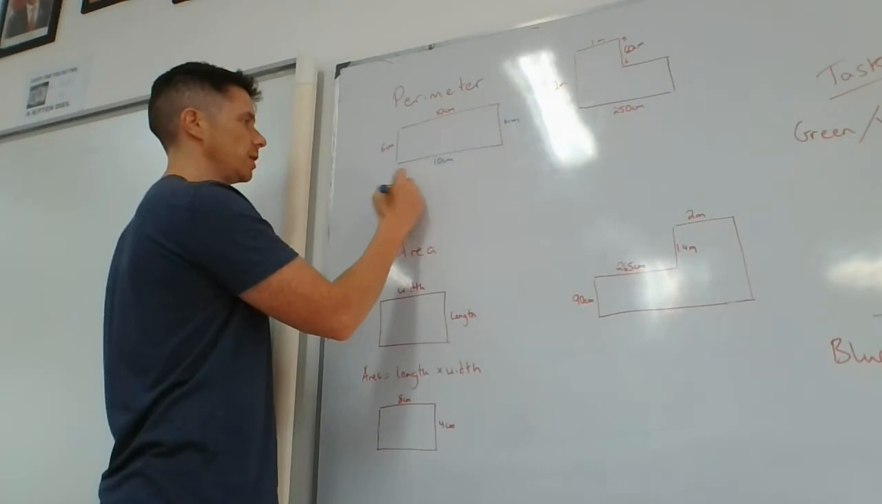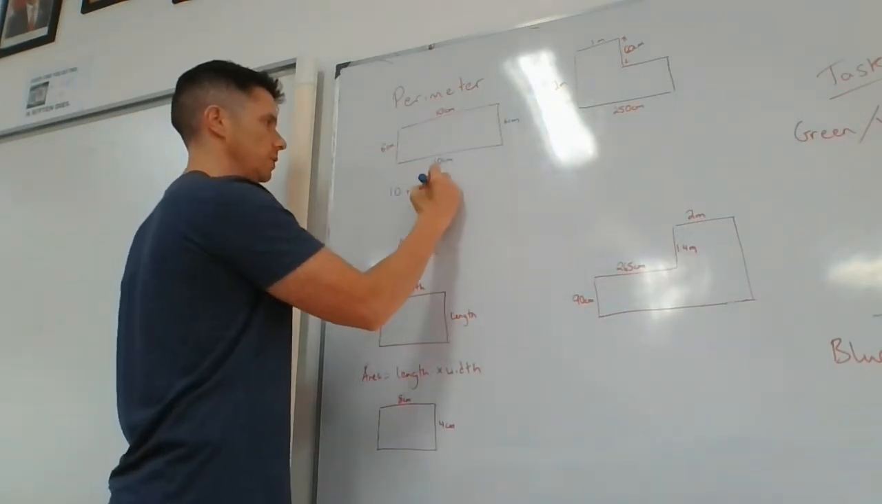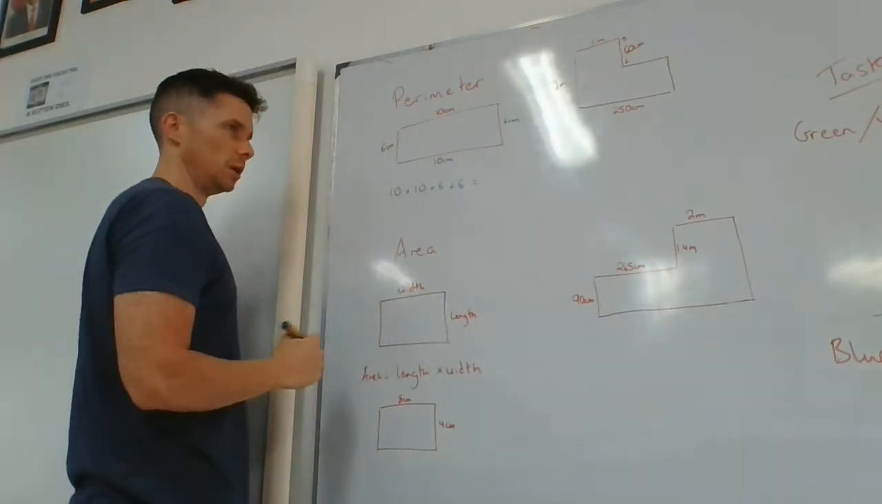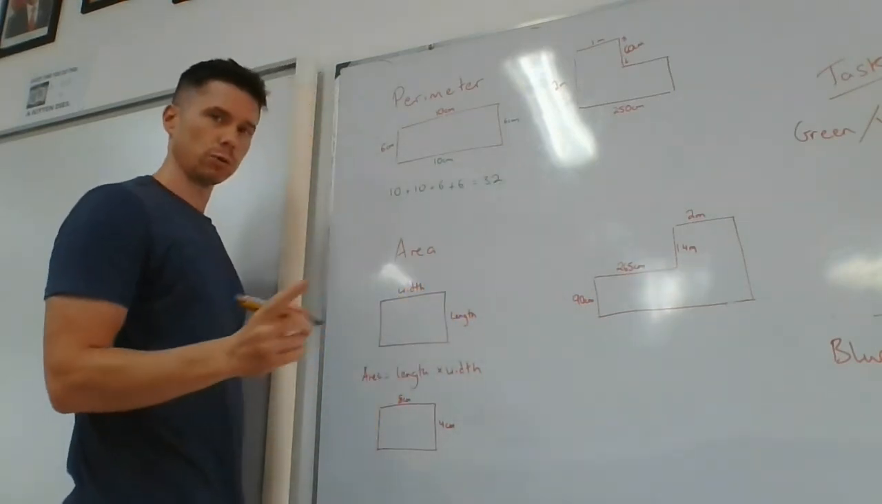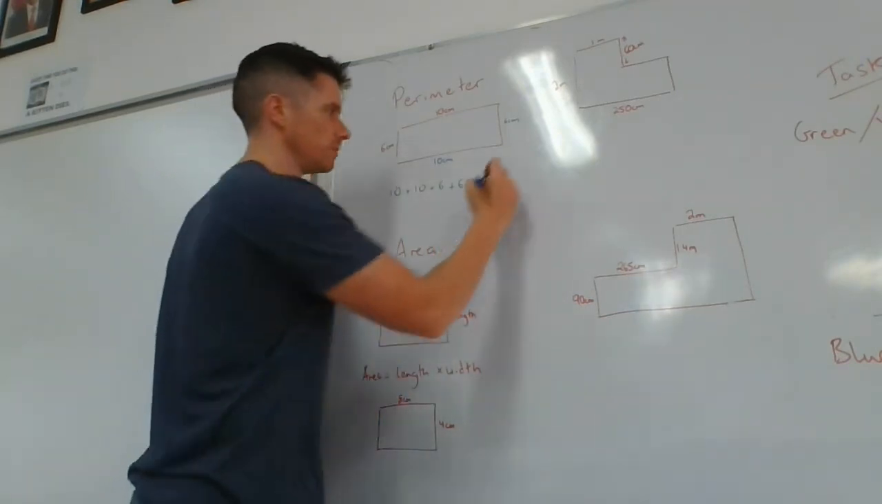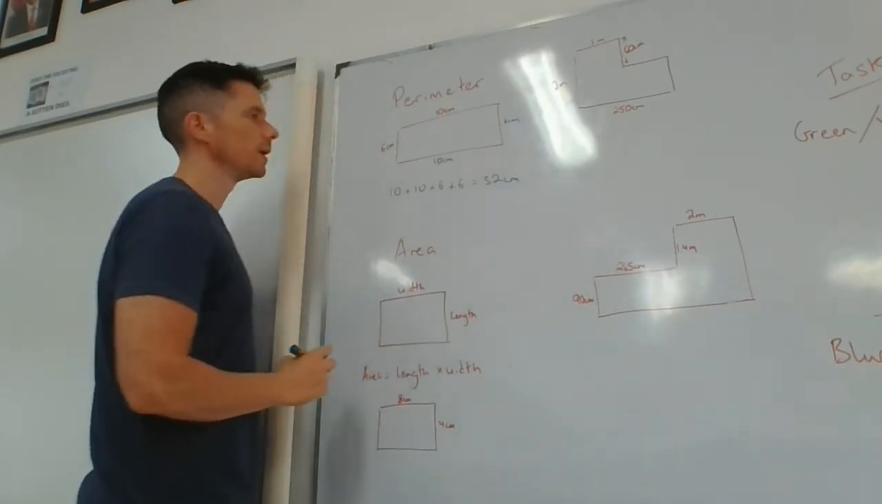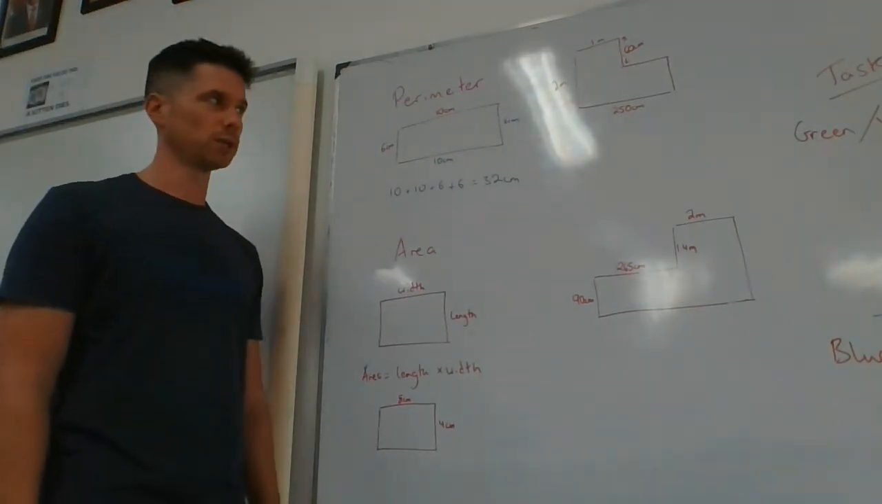So the perimeter of this shape would be adding up 10 plus 10 plus 6 plus 6 to give a total of 32. 32 what? Centimeters. Remember to include your unit in your answer. Okay, so that is perimeter, adding up the distance around the outside of a shape.